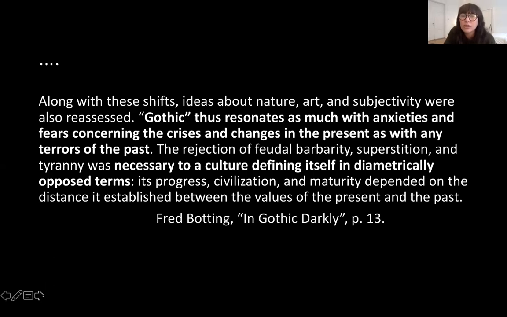So along with these shifts, ideas about nature, art, and subjectivity were also reassessed. Gothic thus resonates as much with anxieties and fears concerning the crises and changes in the present as with any terrors of the past. The rejection of feudal barbarity, superstition, and tyranny was necessary to a culture defining itself in diametrically opposed terms. Its progress, civilization, and maturity depended on the distance it established between the values of the present and those of the past.